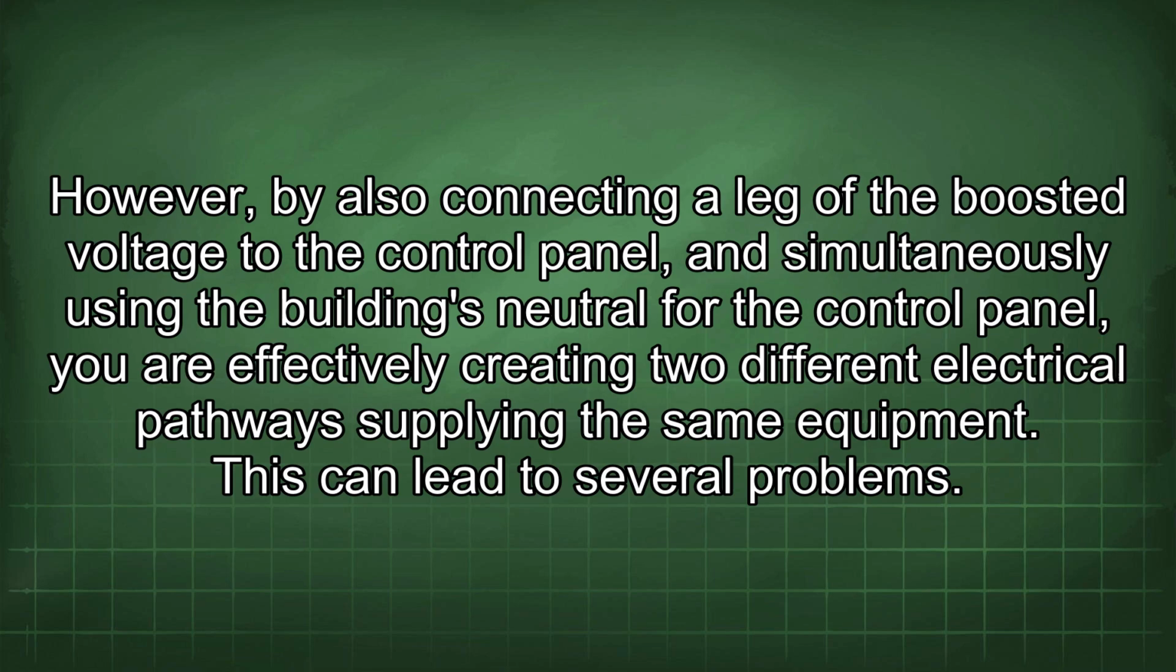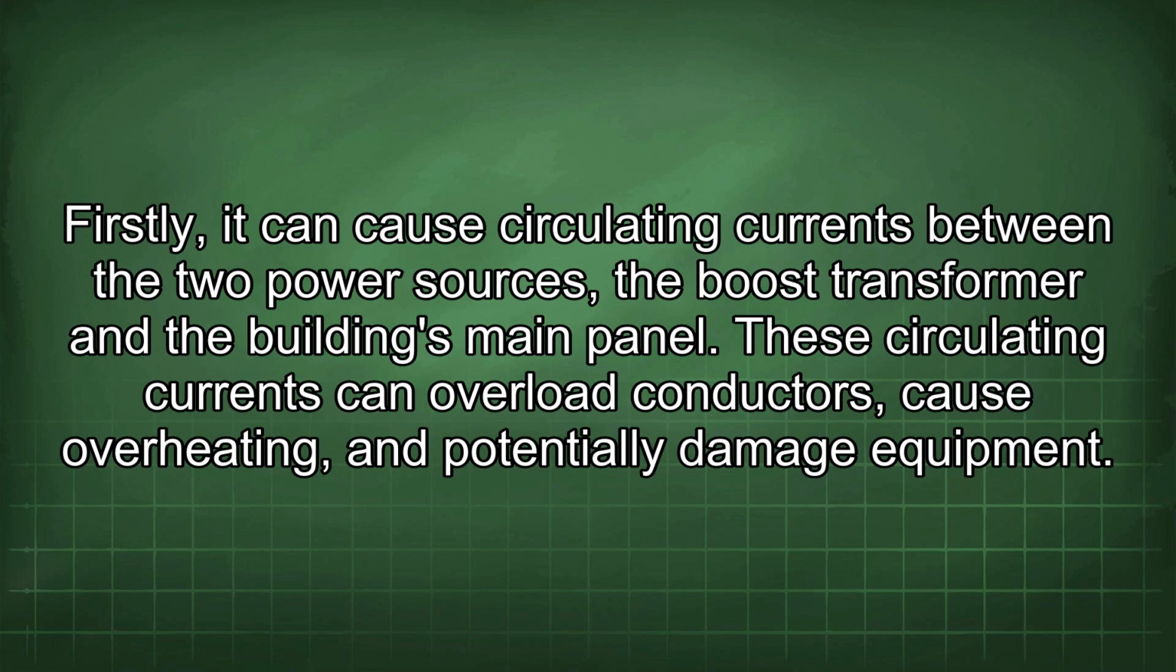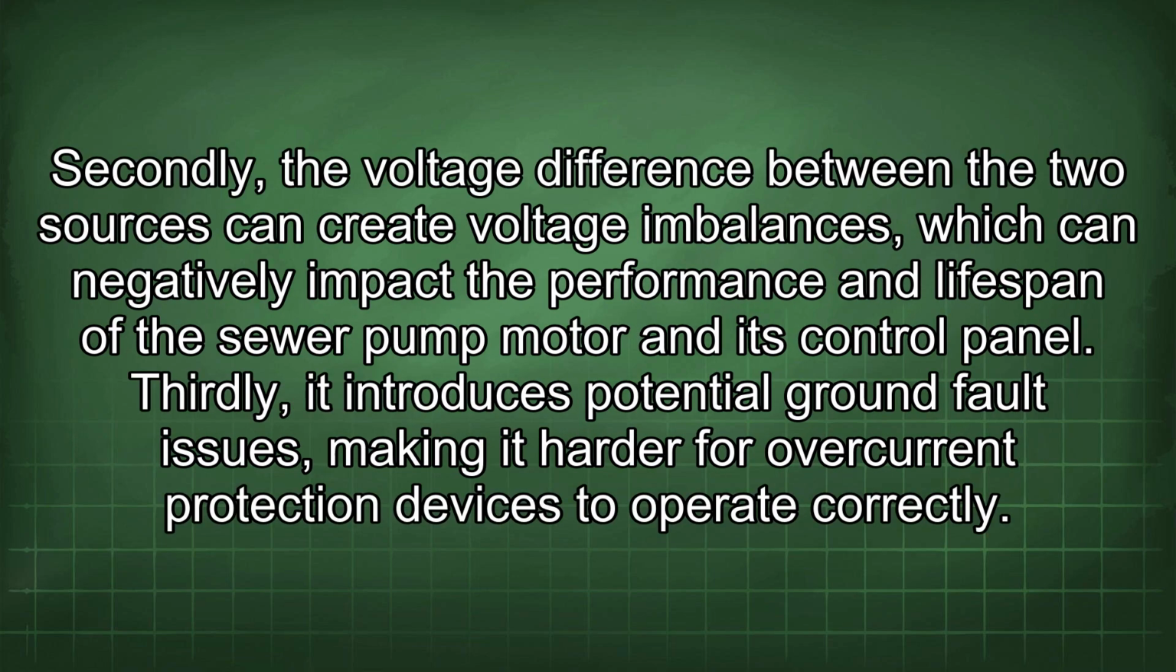This can lead to several problems. Firstly, it can cause circulating currents between the two power sources, the boost transformer and the building's main panel. These circulating currents can overload conductors, cause overheating, and potentially damage equipment. Secondly, the voltage difference between the two sources can create voltage imbalances, which can negatively impact the performance and lifespan of the sewer pump motor and its control panel. Thirdly, it introduces potential ground fault issues, making it harder for overcurrent protection devices to operate correctly.